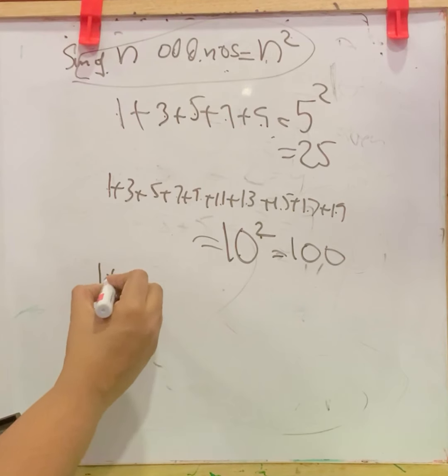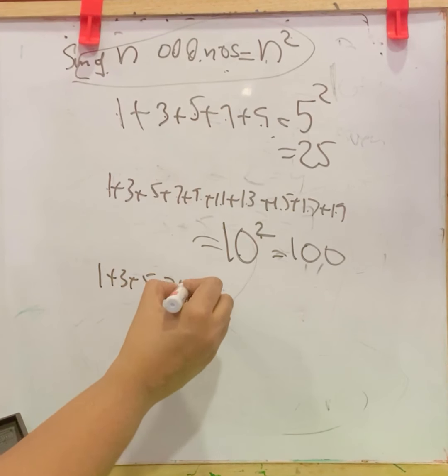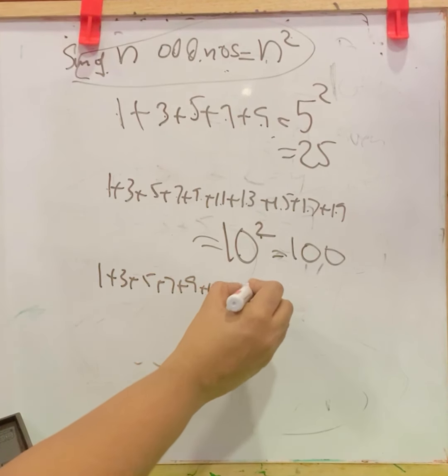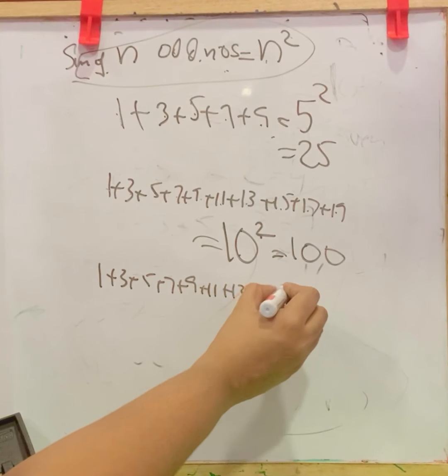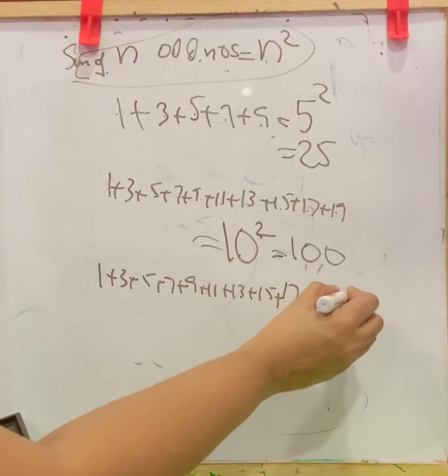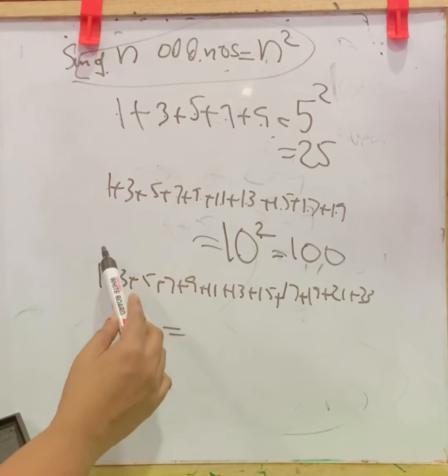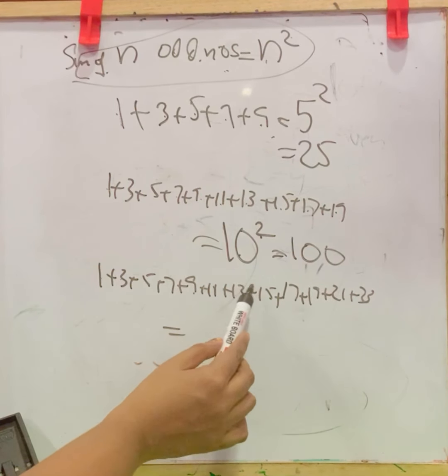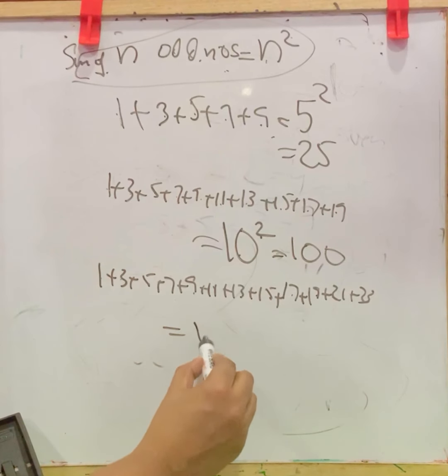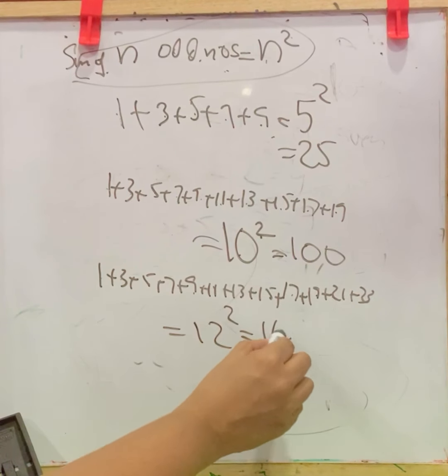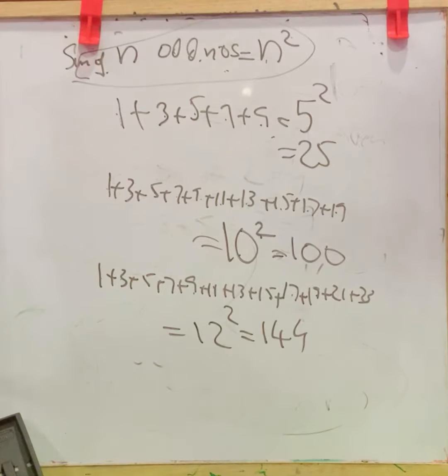Next is 1 plus 3 plus 5 plus 7 plus 9 plus 11 plus 13 plus 15 plus 17 plus 19 plus 21 plus 23 equal to? How many consecutive odd numbers are there? 1, 2, 3, 4, 5, 6, 7, 8, 9, 10, 11, 12. So the result is 12 square, that is 144. 12 into 12 is 144.